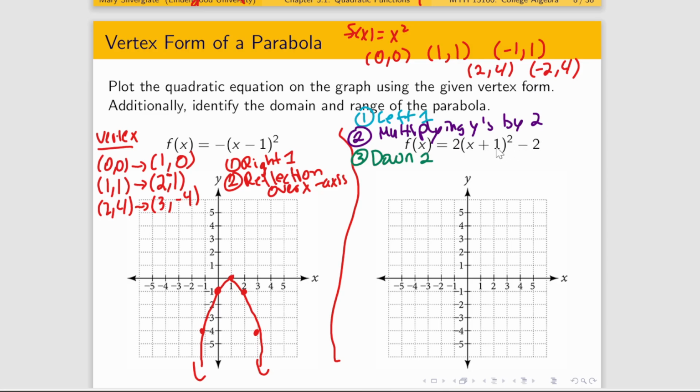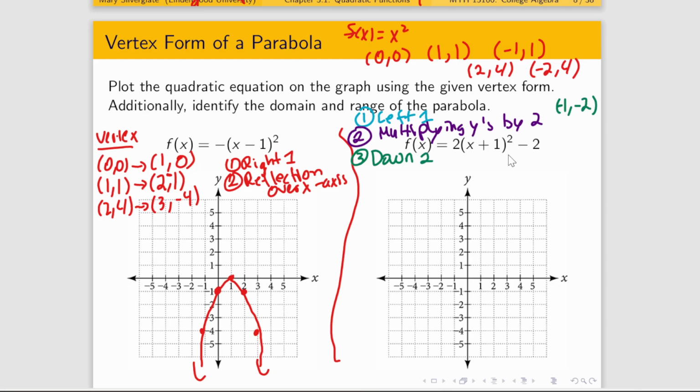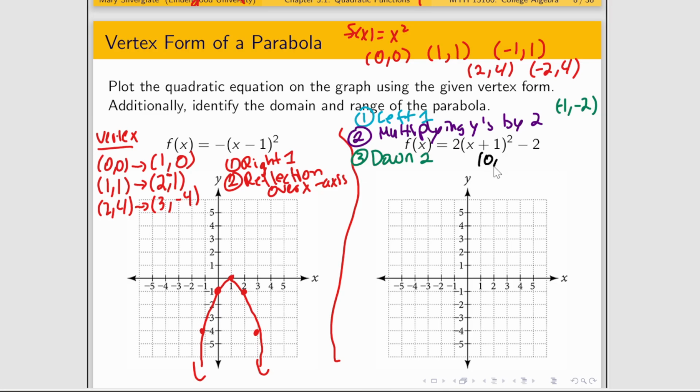And we are going to go ahead and predict, even regardless of this multiplication factor, that we expect the vertex to still be at the point (-1, -2), because we want to move left 1 here and down 2 here. So let's actually do all those different transformations in order. And let's keep track of the points that we are transforming: the point (0, 0), the point (1, 1), and the point (2, 4).